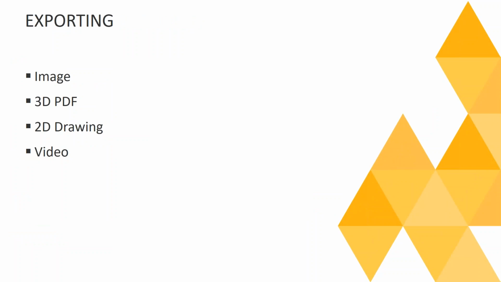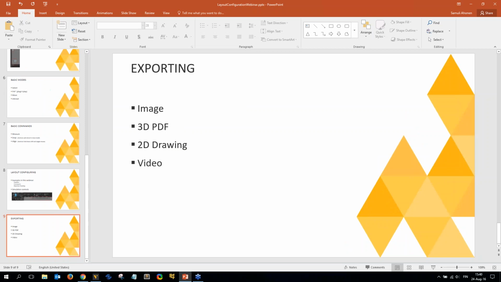Then when we have done our simulation and we would like to share that with someone, we need to export some content that we can share, for example, over email. Typically you want to send some images, you want to maybe record a 3D PDF, maybe they want to see more in detail a 2D drawing or some video. So let's do all of those.